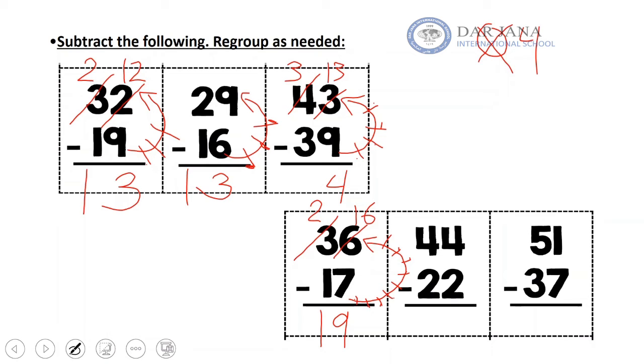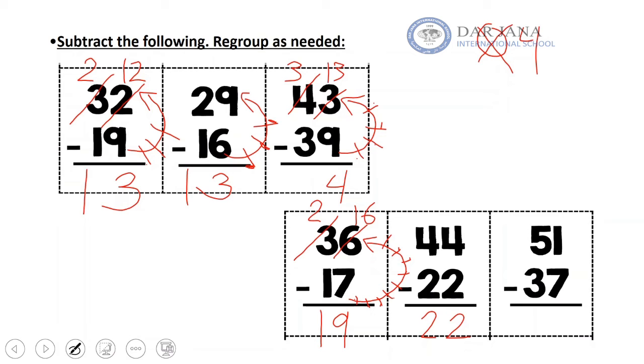Let's go next. 44 minus 22. 4 minus 2. More on the top, no need to stop. 4 minus 2 equals 2. 4 minus 2 again equals 2. So the answer is 22. Do you need to regroup here? No, no need to regroup.